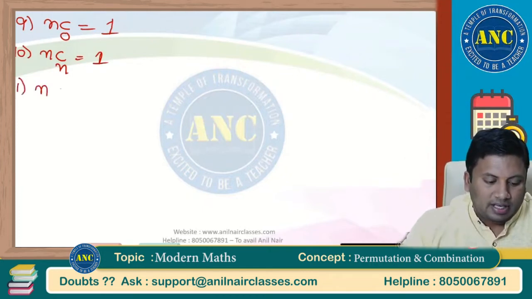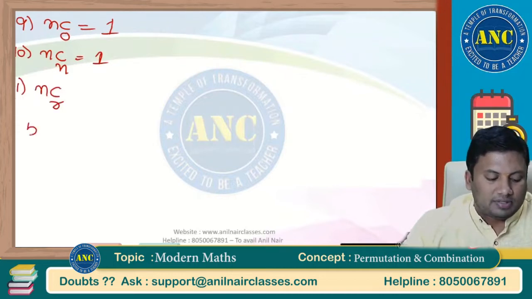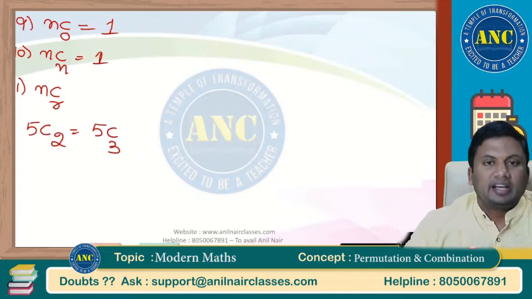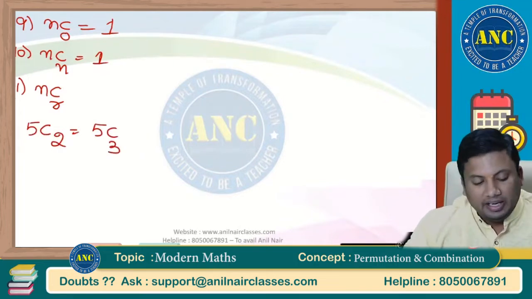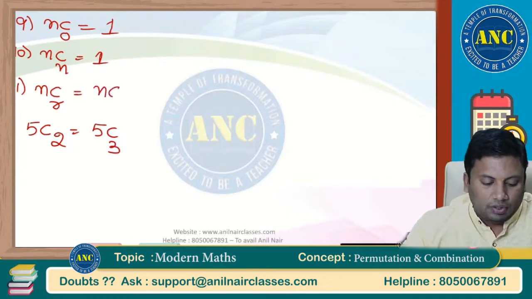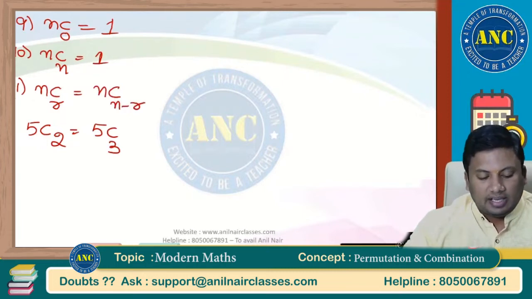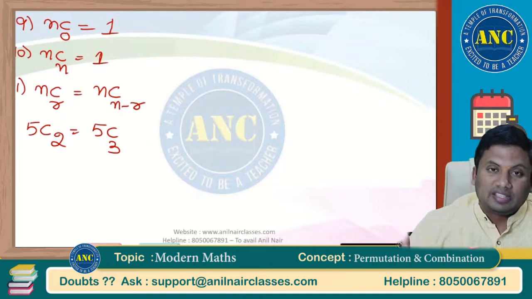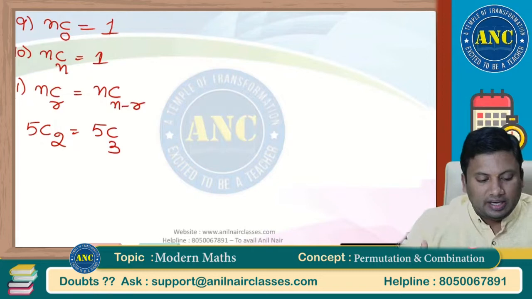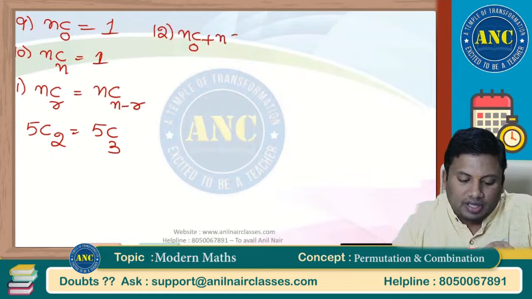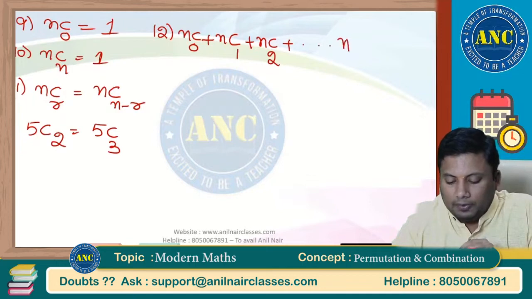Next one. NCR: suppose out of 5 students I am selecting 2. It is nothing but rejecting 3. Out of 5, rejecting 3 is also nothing but selecting 2. So NCR is equivalent to NC(N minus R). NC0 is equivalent to 1, NCN is equivalent to 1, and NCR is equivalent to NC(N minus R). Another important property is the sum of all the coefficients: not selecting any, selecting 1, selecting 2, and so on up to selecting n.